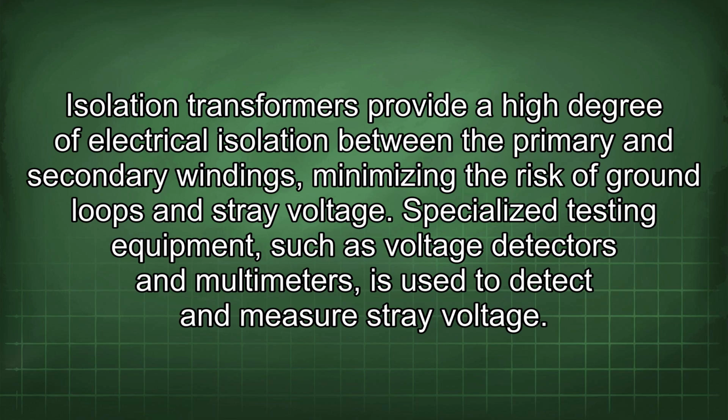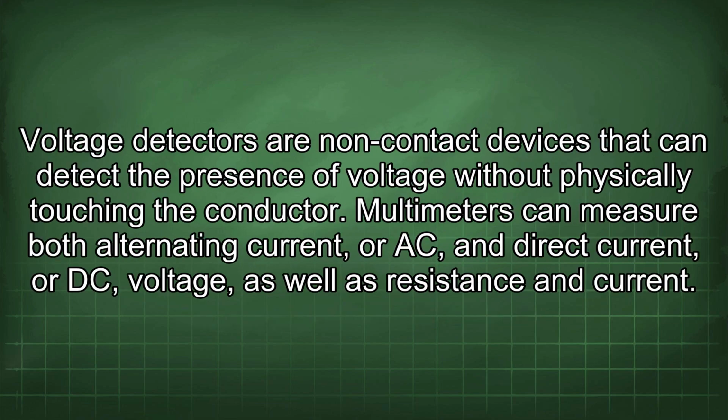Specialized testing equipment, such as voltage detectors and multimeters, is used to detect and measure stray voltage. Voltage detectors are non-contact devices that can detect the presence of voltage without physically touching the conductor. Multimeters can measure both alternating current, or AC, and direct current, or DC voltage, as well as resistance and current.